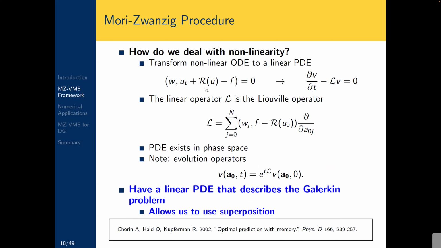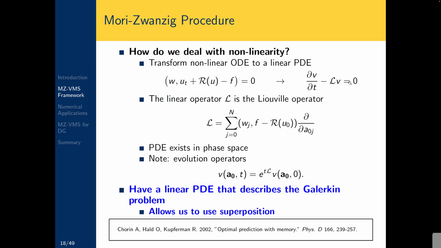So the primary challenge is this: I showed this linear example on the previous slide, and I used integrating factors to remove the dependence on the fine scales. You can't do that for a nonlinear system. The math just doesn't exist to do that. So what Mori-Zwanzig does is this really clever idea of taking a nonlinear ordinary differential equation and recasting it as a linear partial differential equation that lives within the space of initial conditions, or you can think of it as phase space.